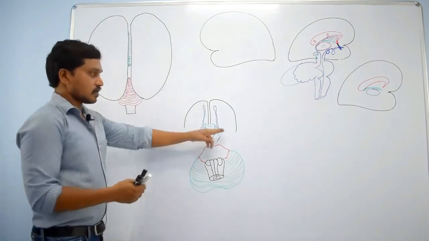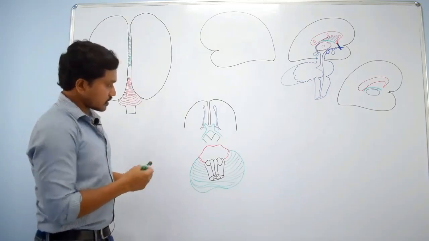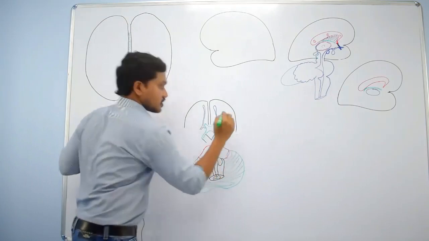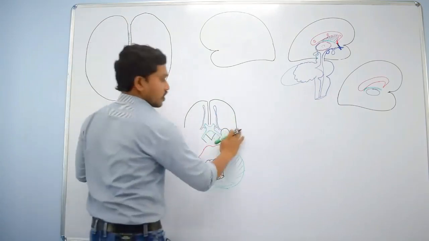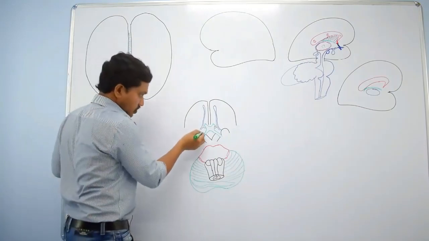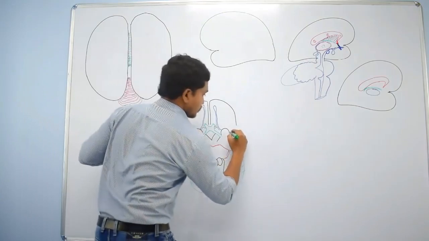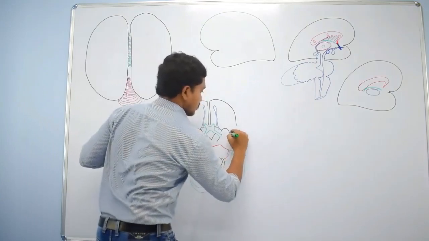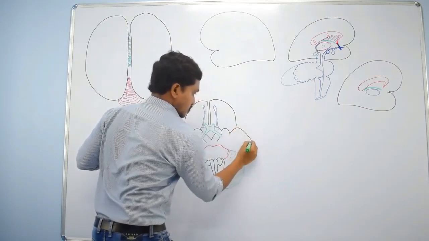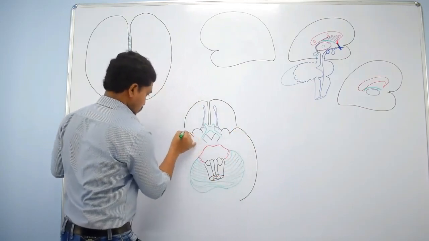Then in the inferior surface you can observe one structure like this. This is the uncus of what? Uncus of the temporal lobe. So here also the uncus of the temporal lobe. Then this is the temporal lobe. This is the temporal lobe here.